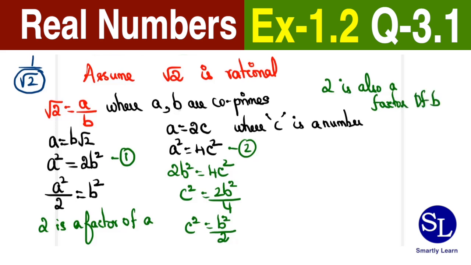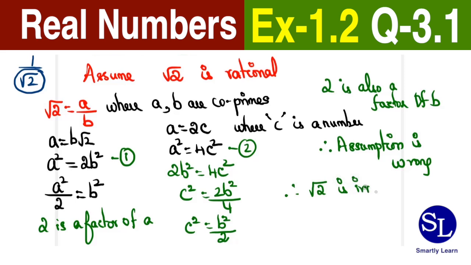But we know that a and b are supposed to be co-primes. So this shows that the assumption is wrong. So what did we assume? The assumption was root 2 is rational. Therefore I can say my assumption is wrong. So root 2 is going to be irrational.